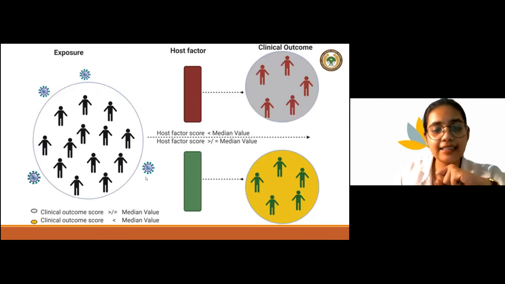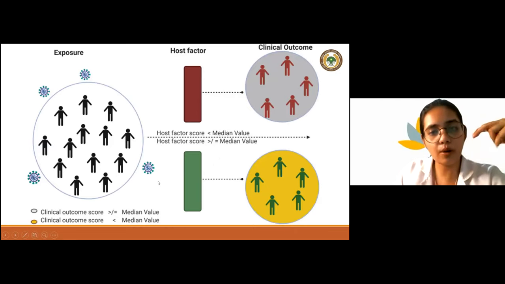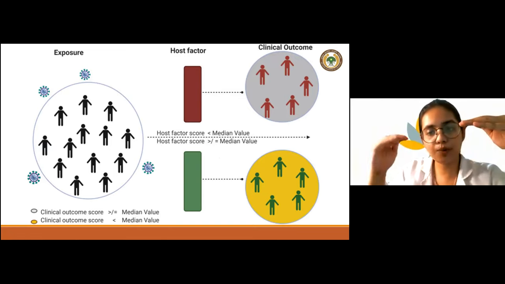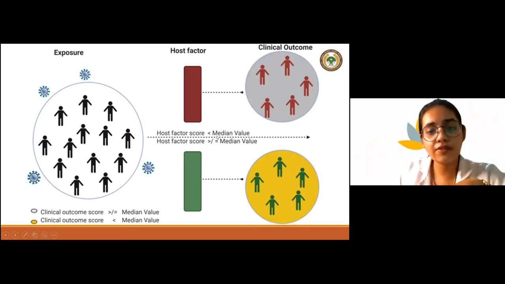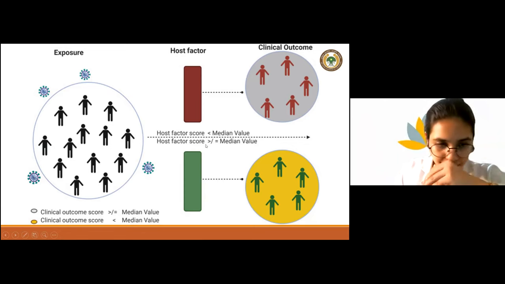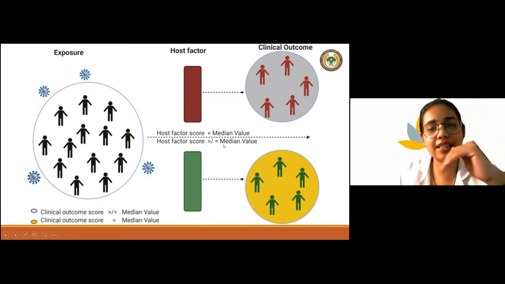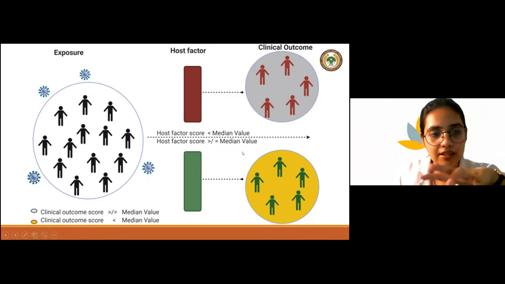So what was the other finding that we saw? We saw that we could divide the population into, we could stratify them basically. So the stratification was based on the clinical outcome on one end, and when we stratified these groups of population, we also found that in those cases where the host factor was less than the median value for that particular population, the clinical outcome was severe. But in the cases when the host factor was more than or even equal to the median value, we had a better clinical outcome, and the severity was less.